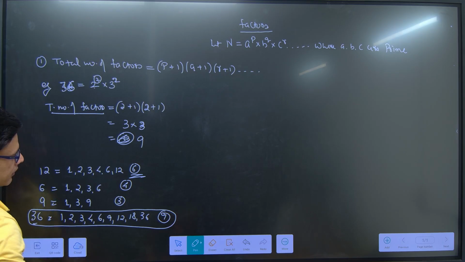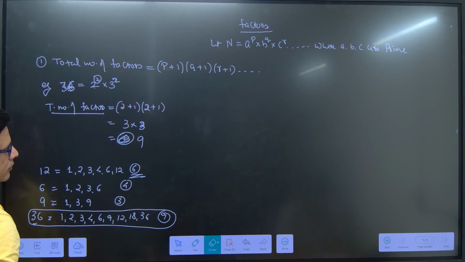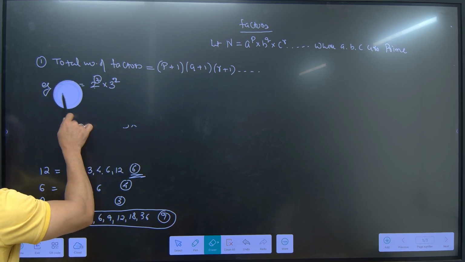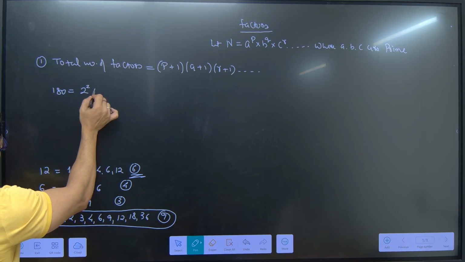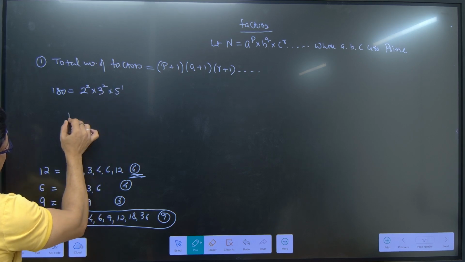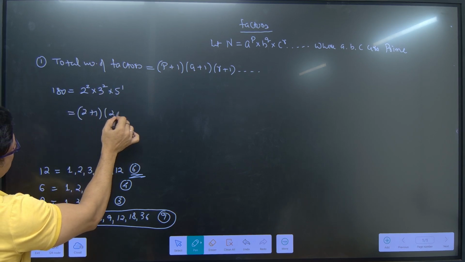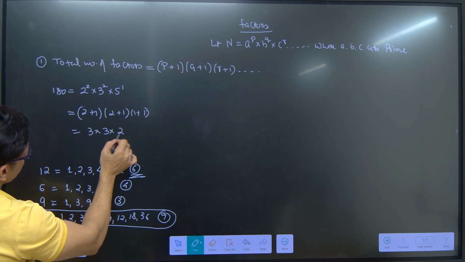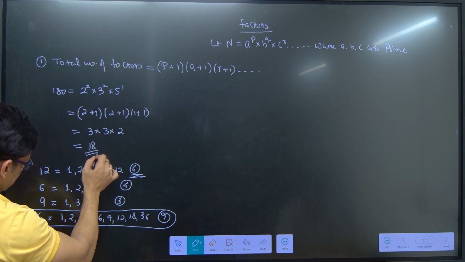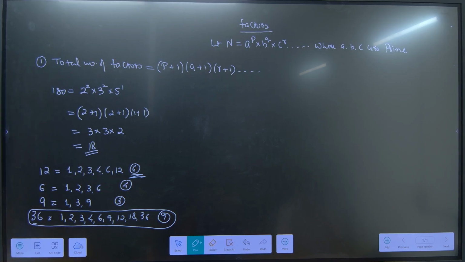So how many will 180 have? Into 5 raised power 1. So 180, the prime factorization is 2 square, 3 square, 5 raised power 1, right? Power plus 1, power plus 1, 1 plus how much? 3 into 3 into 2. How much is it? Right? So there will be 18 factors in 180. 18 factors of 180.